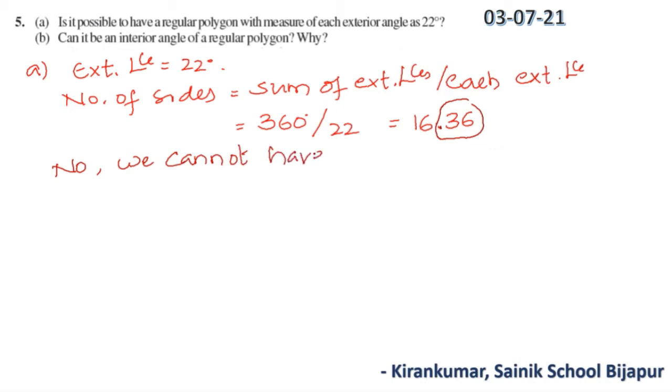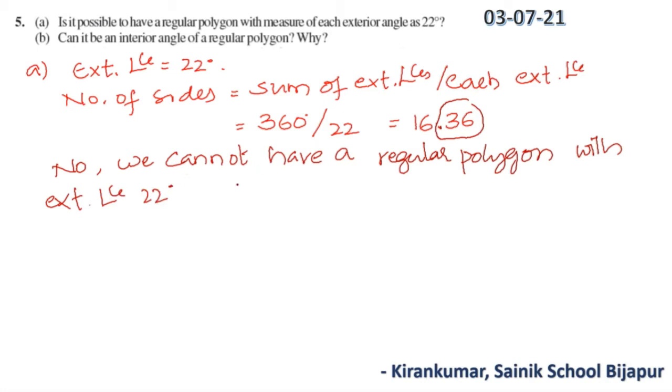So we can mention here, no, we cannot have a regular polygon with exterior angle 22 degrees, as it is not a divisor of 360 degrees. Or you can also write: the number of sides can't be a decimal.